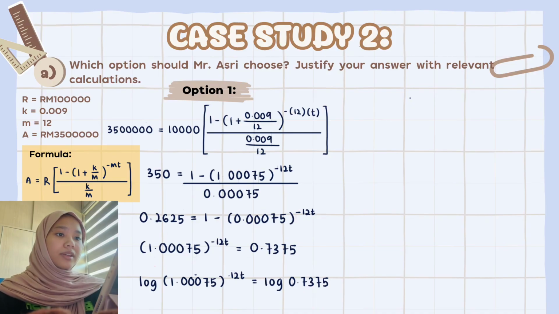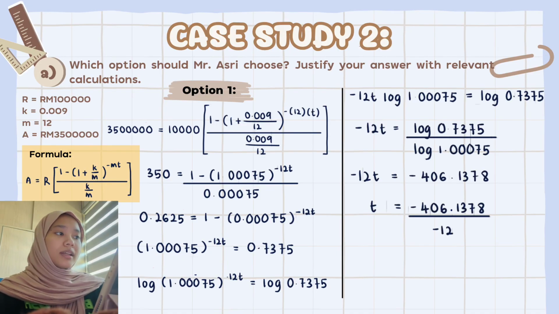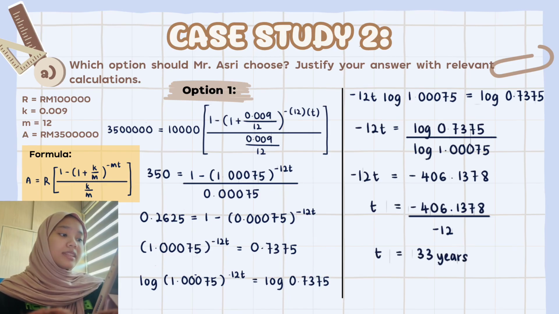And when we have arrived at the point where we want to make T the subject, we will need to use the formula where log A to the power of B equals B log A. Now it's negative 12 log 1.00075 equals log 0.7375. Now we have to make T the subject, where now T equals negative 4061378 over negative 12, where now we will get T as 33 years.